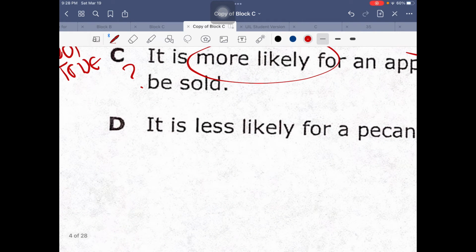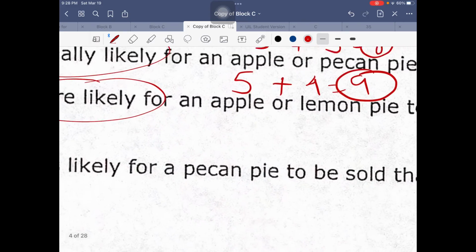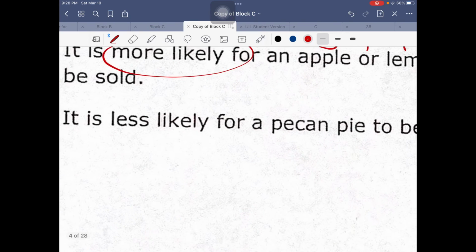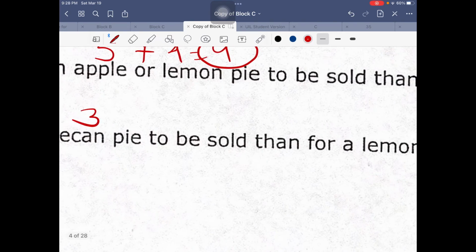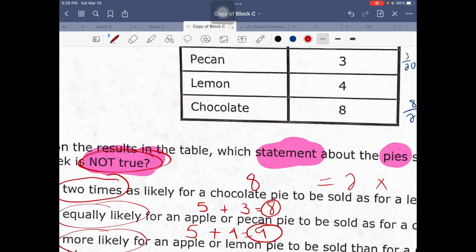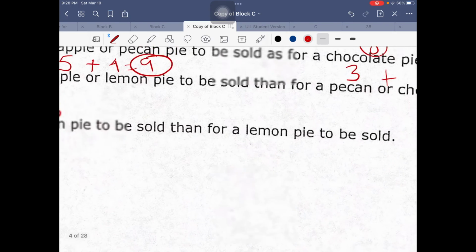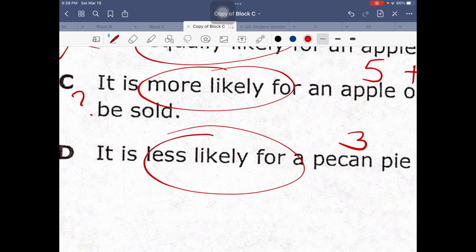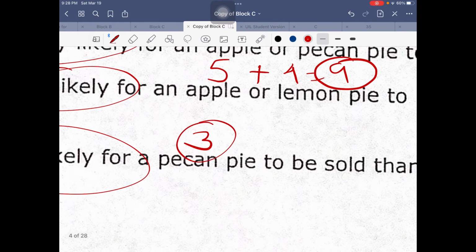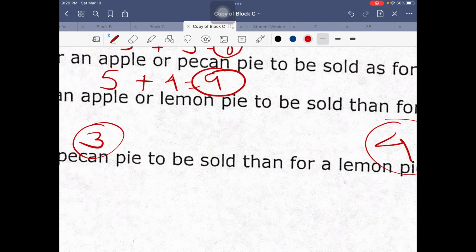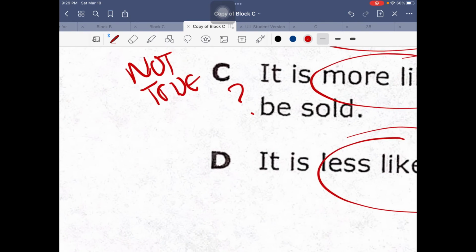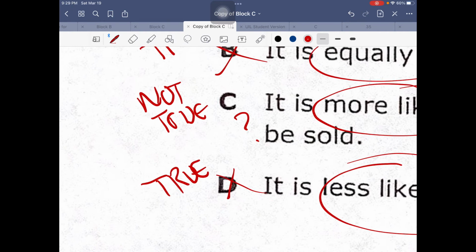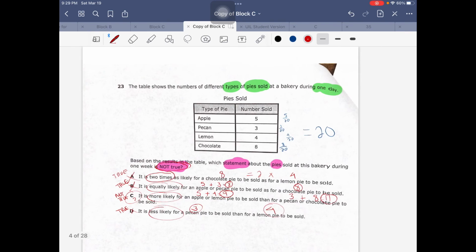Now, D. It is less likely for pecan pie to be sold. How many do we have for pecan? 3. Pecan pie to be sold, then a lemon pie to be sold. How many do we have for lemon? 4. Okay, let's check. Is it less likely that we get a pecan pie than a lemon pie? Yes. 3 is less than 4. So this is true. But we're looking for not true. C would be our answer.